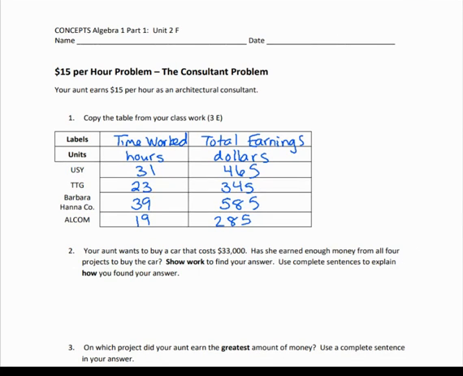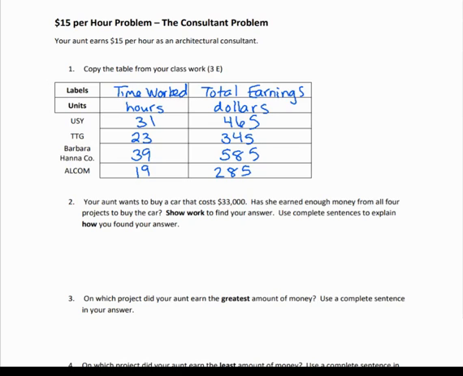Number 2, your aunt wants to buy a car that costs $33,000. Has she earned enough money from all 4 projects to buy the car? Show your work, find your answer, use complete sentences to answer how you found your answer. So, who can walk us through how we would figure this out? I can. All right. So to figure it out, add all the earnings that she made on the dollar side and add them all up. Excellent.